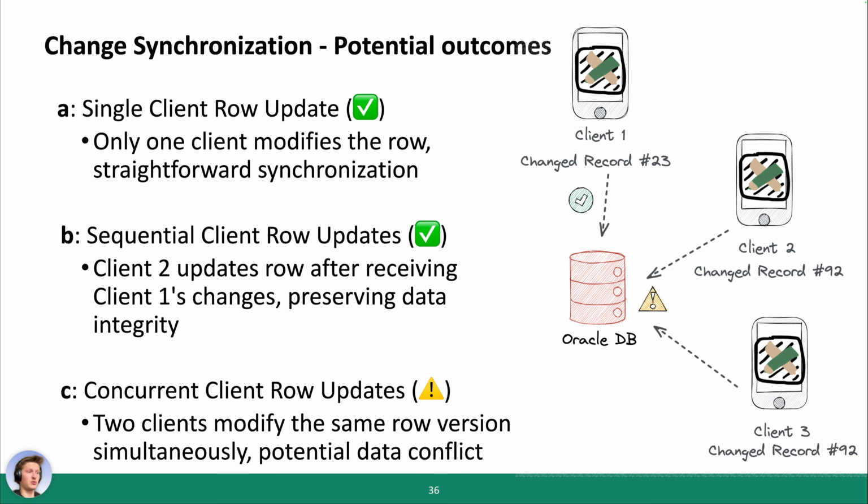And there's the conflicting one, concurrent client row updates. This is when two people change the same row at the same time. They don't know of each other's change, so they might override some stuff. You can't merge both at the same time, so you have to first process the first change and then the other change, and that would maybe override something. So in these cases, you actually have conflicts.